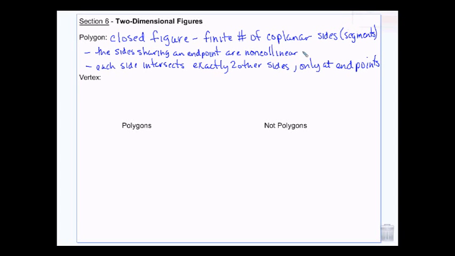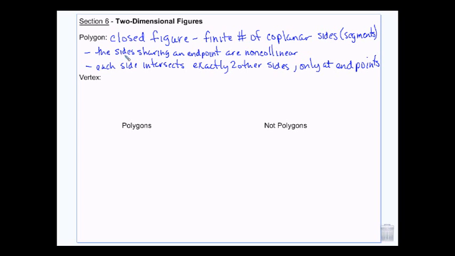We'll talk about a technical definition of a polygon. It is a closed figure with a finite number of sides, so it can't be infinite. There's no such thing as an infinite-sided polygon. Okay, and the sides are line segments, not full lines. They connect together at the endpoints.